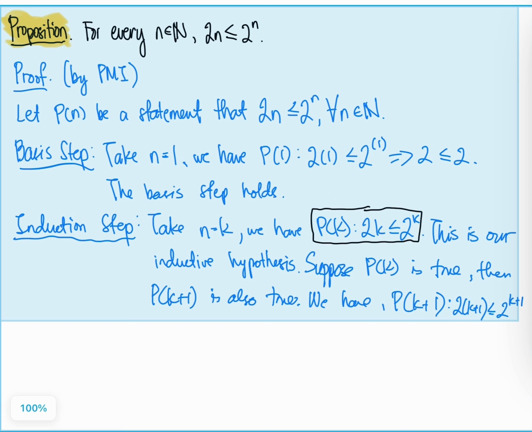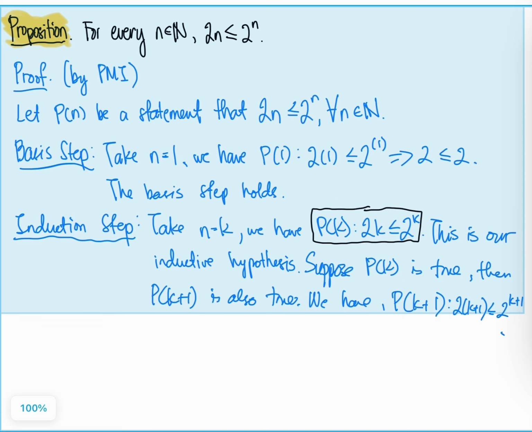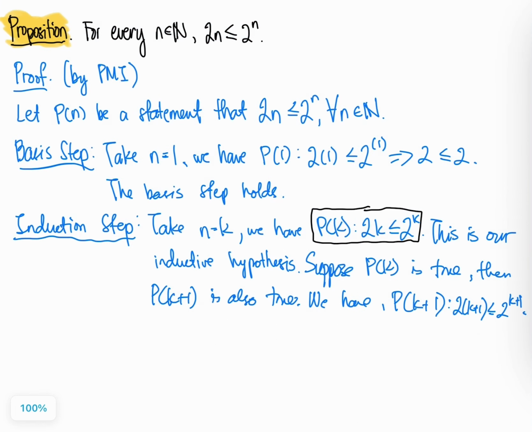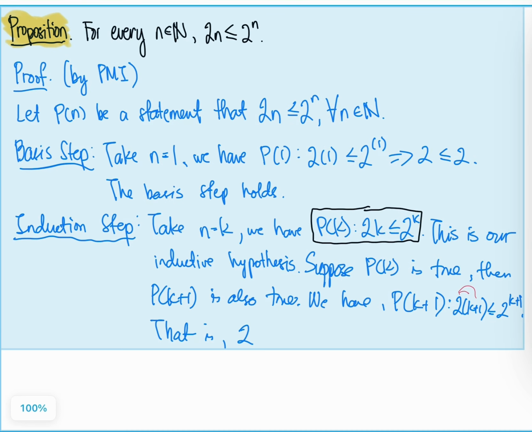Okay, k plus 1. Cool. What we want is to prove that this statement is always true using our inductive hypothesis. So we will continue with 2 times (k plus 1). We're going to distribute this using the distributive property, and I guess that's pretty much clear.